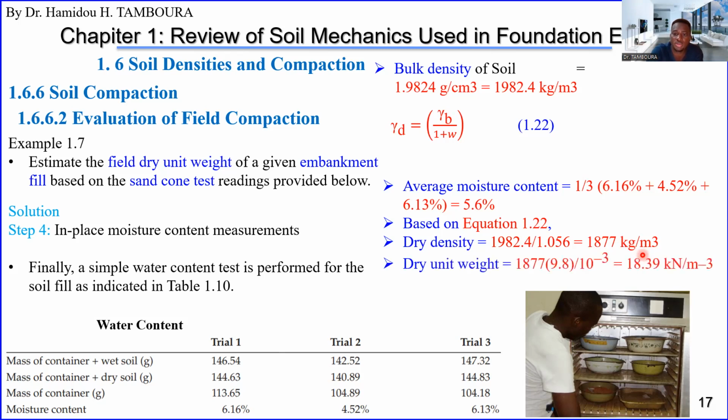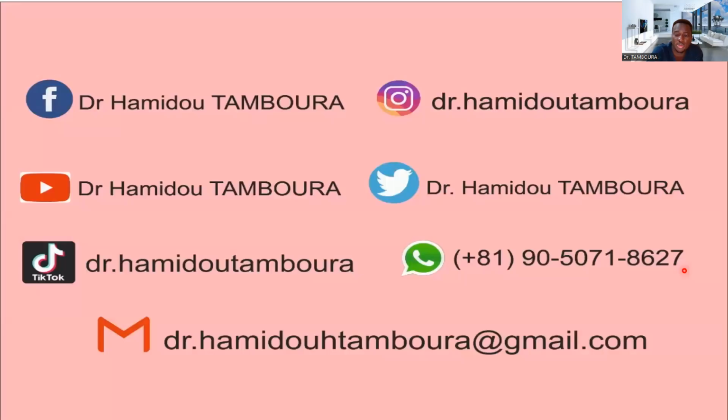And in kilonewtons per cubic meter, it will be something like this: 18.39 kilonewtons per cubic meter. Okay, that's all for this. I hope it is clear. This is actually how it works for quality control, or after compacting your soil, you need to check if the compaction is well done or not.